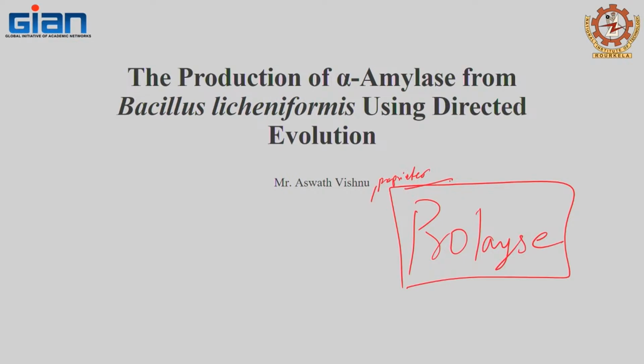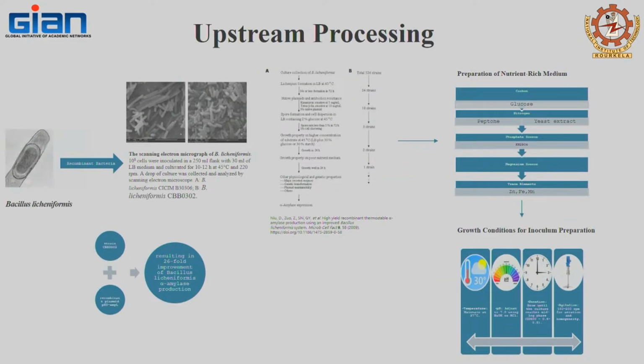Okay, good. So production of alpha amylase from Bacillus licheniformis using directed evolution. Nice, good. So here I have used Bacillus licheniformis. Why means it is a commonly used microorganism for enzyme production, and it is a natural producer for alpha amylase, highly suitable for hosts, and it exhibits rapid growth under optimal conditions like 37 degrees Celsius and pH of 7.3, and it can reach high cell density level.